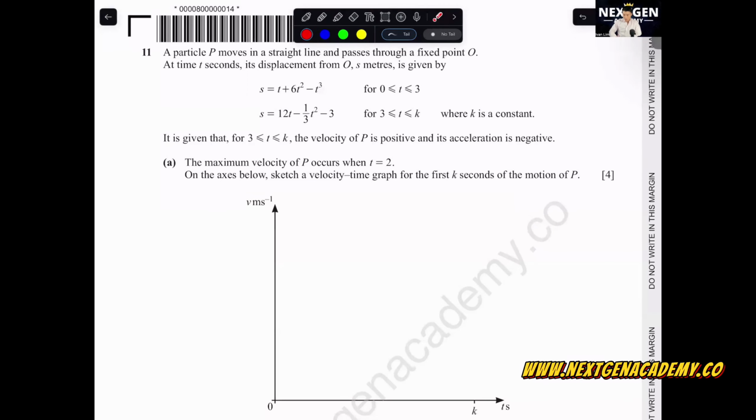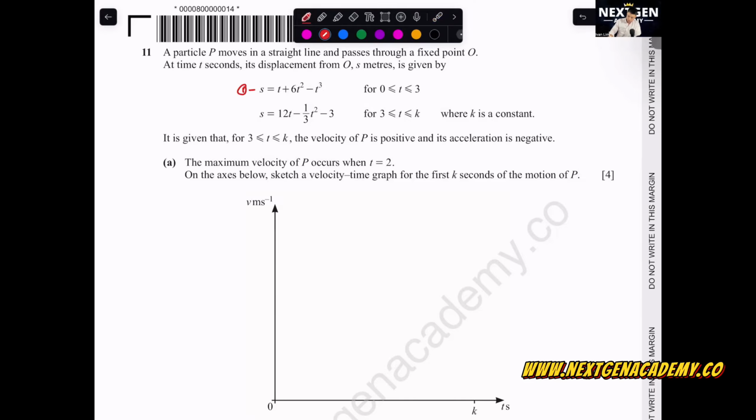Okay, it is given that for 3 to k, the velocity of P is positive and its acceleration is negative, the maximum velocity of P occurs when t equals to 2. Okay, so this is the max V value. At the axis below, sketch a VT graph for the first k seconds of the motion of P. 4-mark question. What do we need to find first? Okay, we've got expression of S. First thing is that we need to convert the S to V first because we are drawing a V graph, right? But we don't know what's the V equation.